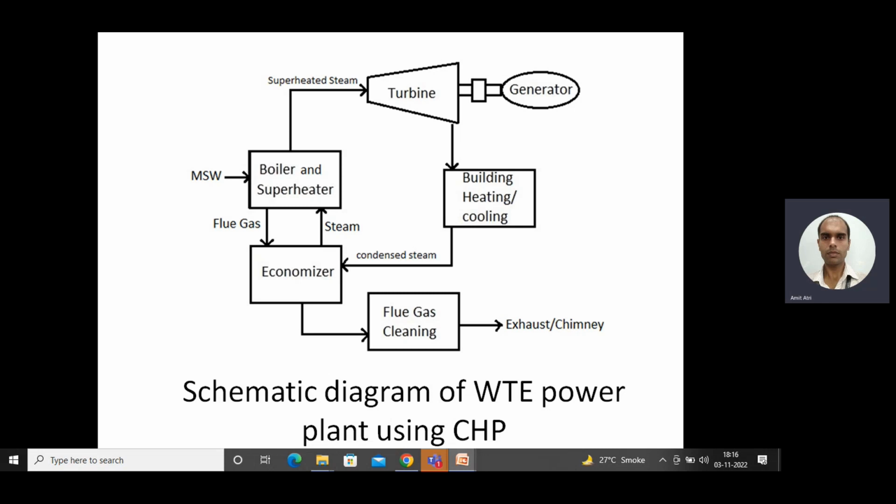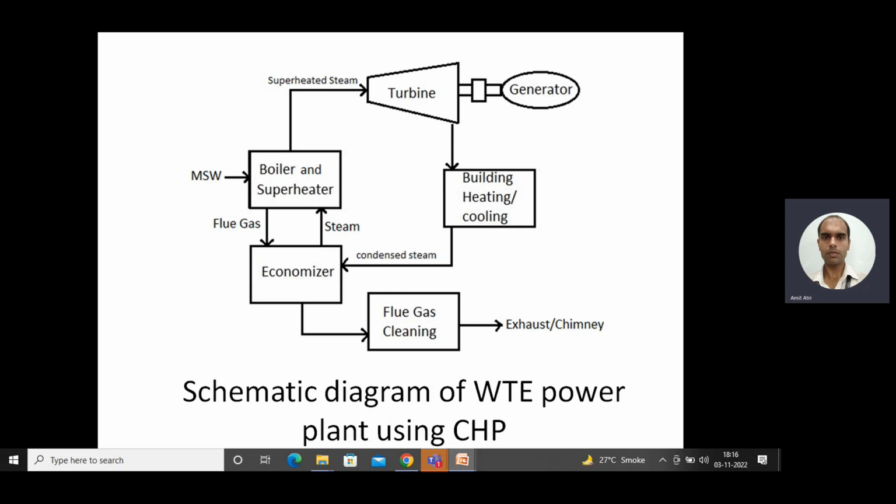So the boiler is there, and in the boiler, the municipal solid waste is fed. Then it is burned. Then the steam is produced. The superheater further heats the steam or removes the moisture content in the steam. Now this steam is supplied to the turbine. The turbine is coupled with the generator, and the generator produces electricity.